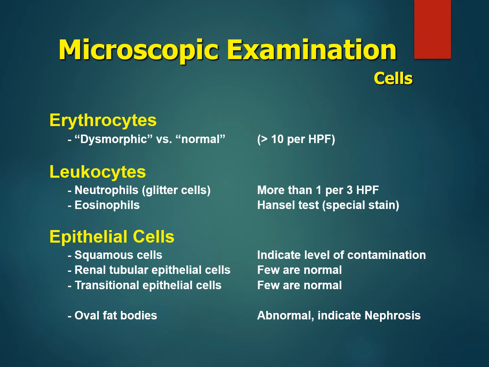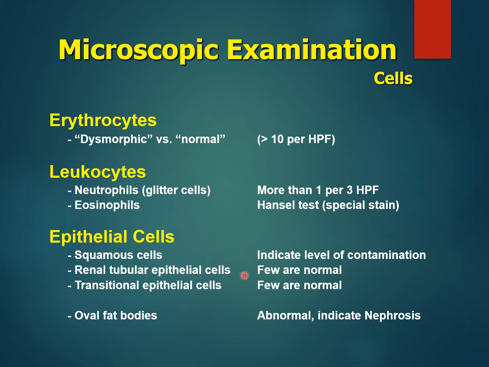For erythrocytes, we are to differentiate the dysmorphic from the normal ones. Dysmorphic more than 10 per high power field is pathological. Leukocytes, neutrophils, glitter cells: more than 1 per high power field is still pathological. Eosinophils are detected by the Hansel test, which is a special stain. Among epithelial cells, squamous cells indicate some contamination while collecting the specimen.